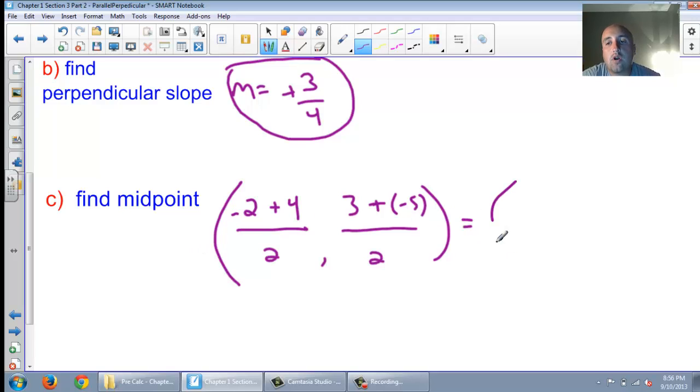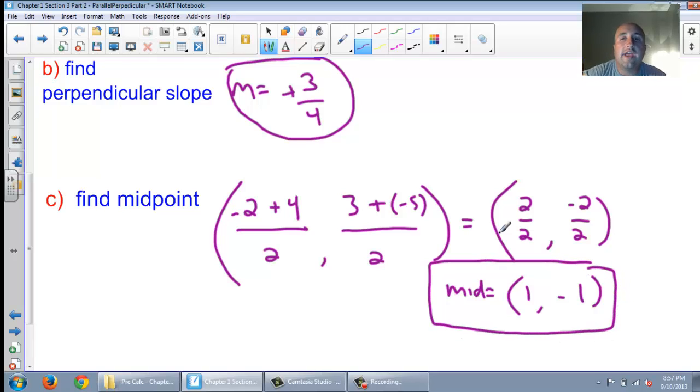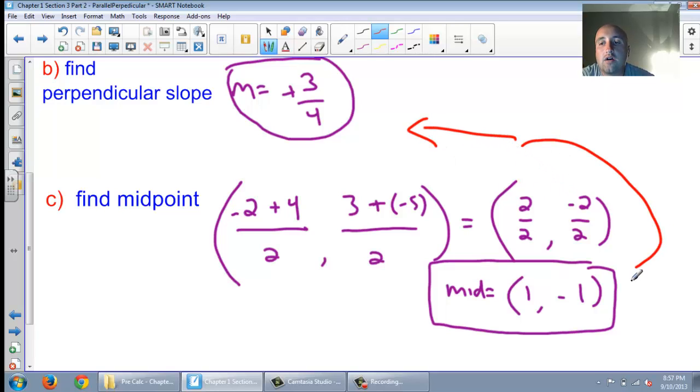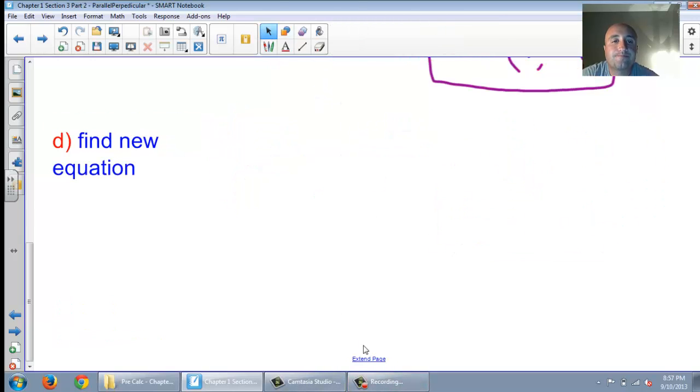So let's figure out what our midpoint is here. Negative 2 plus 4 is 2 divided by 2. And then we have 3 plus negative 5, which is negative 2 divided by 2. So our final midpoint is 1 comma negative 1. All right. So we have our slope, and we have a point on the line, and what we can do now is find our new equation. Okay, so we're going to use that information.